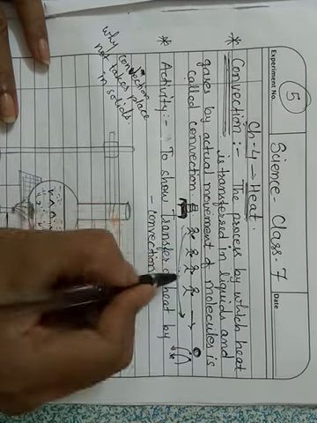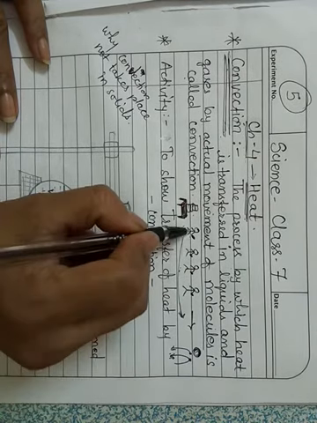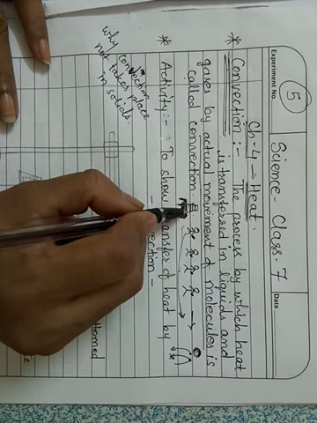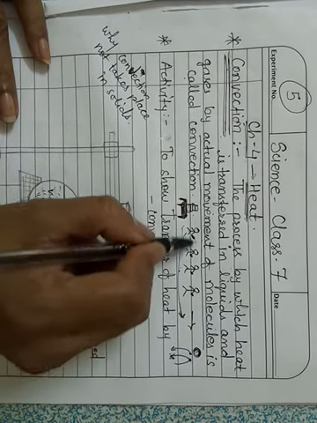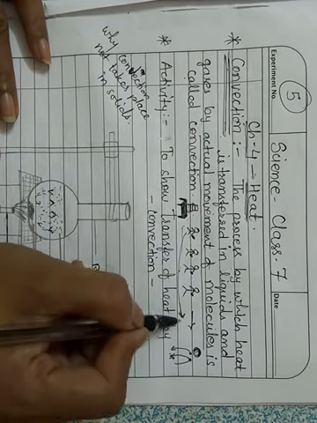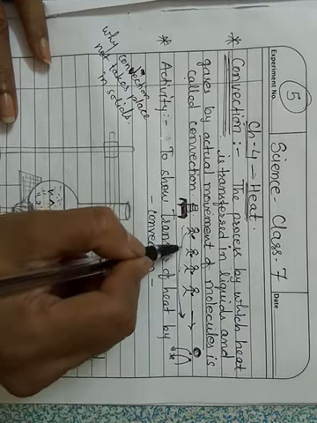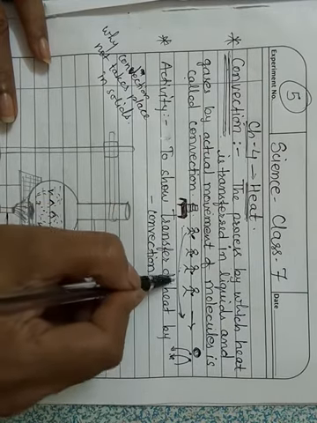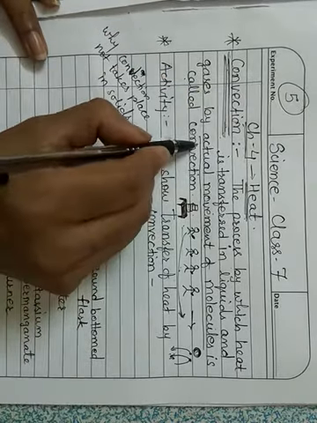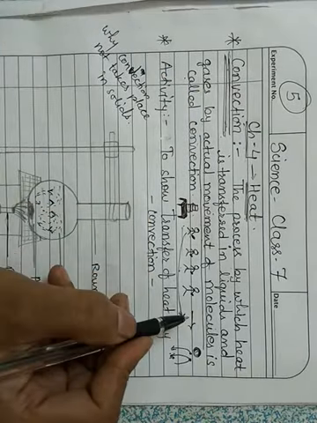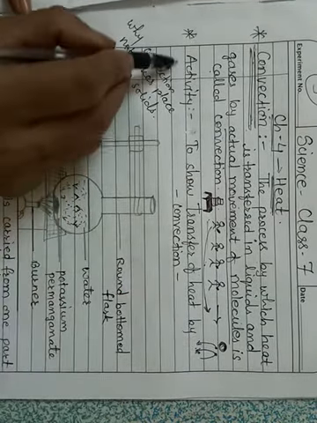In conduction what we have seen, the heat was passed from one person to another person, but here this student is taking his book and moving away. Then the next is coming, he is also taking his book and moving away, and it is continuous. This is the way of transferring heat, and this way is known as convection. Here the actual movement of molecules takes place.